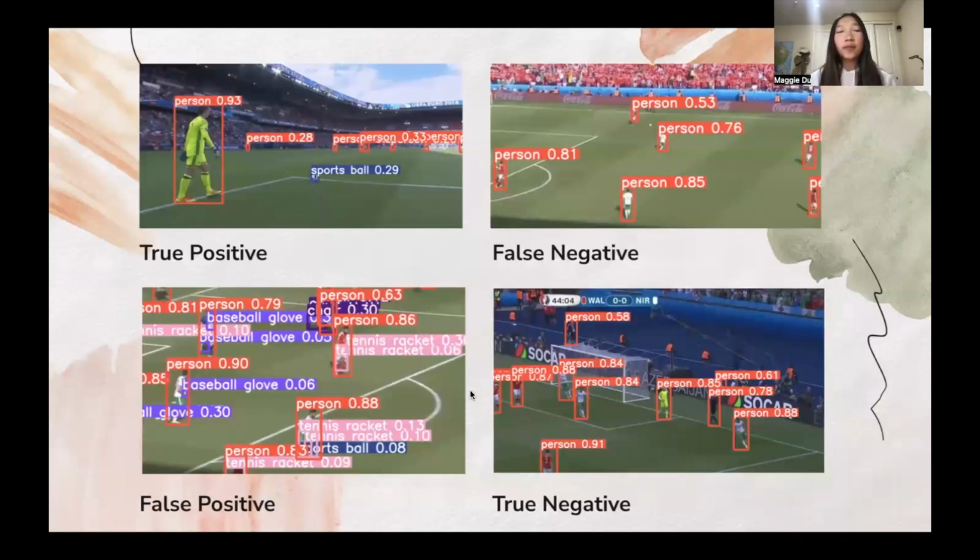Next, I coded up an algorithm using Java to determine the true positive, false negative, false positive, and true negative values. So the true positive value basically just means that there is a soccer ball in the image and YOLO v3 identified it. False negative means that there is a soccer ball, but YOLO v3 didn't identify it. False positive means that there is no soccer ball, but YOLO v3 said there was. And true negatives means that there is no soccer ball and YOLO v3 says there is no soccer ball.